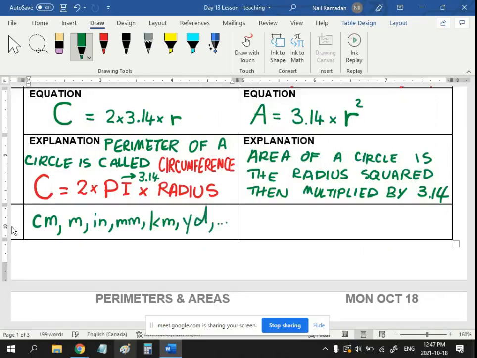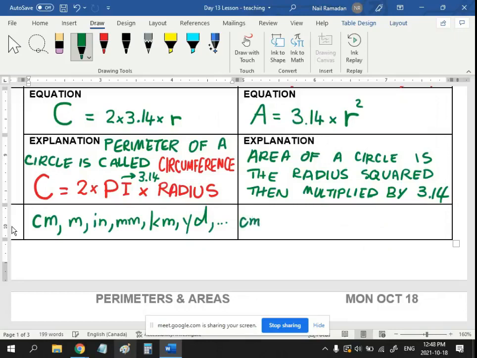Okay, so those are all examples of things to measure length. How do you measure area? All of them are the same, but you put a power of 2 on top. So centimeters squared, meters squared, inches squared, millimeters squared, and so on. So I want you to copy the same thing.